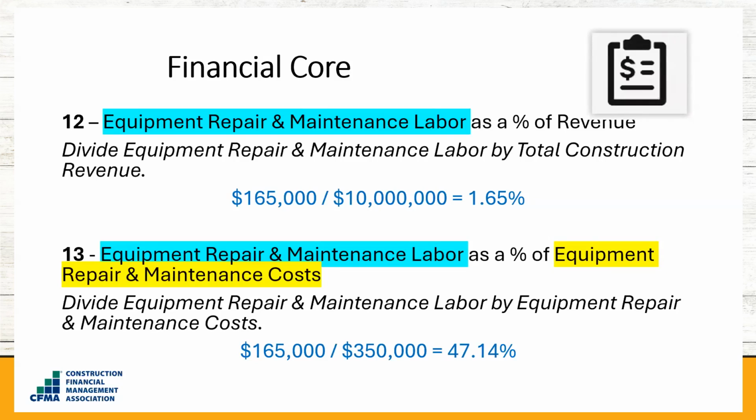Number 13 is equipment repair and maintenance labor as a percentage of equipment repair and maintenance costs. So again, you've already determined your equipment repair and maintenance costs, and this is just showing you how much of that is labor. That's something that a lot of people really look at. You'll need to determine, do you have the right number of technicians? If you're outsourcing a lot of your repair, also look at that. What is the labor component?